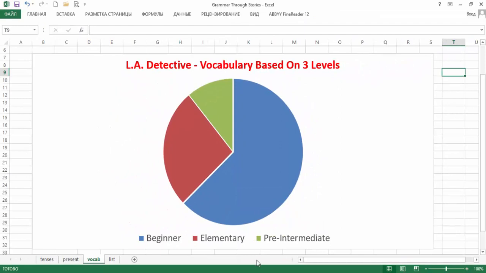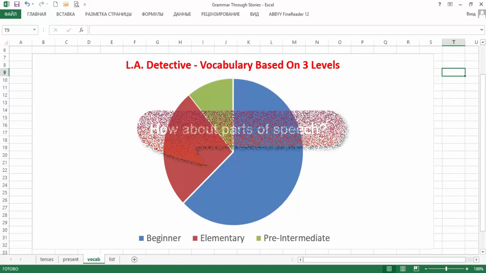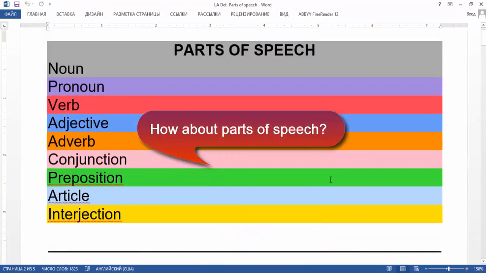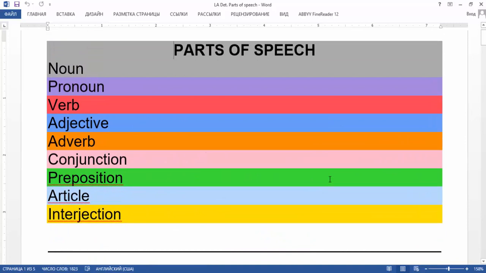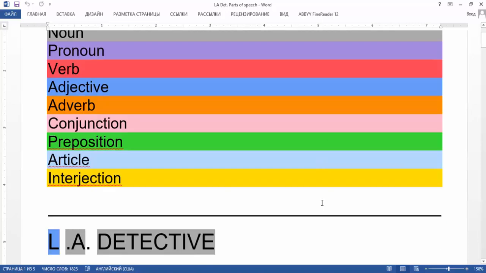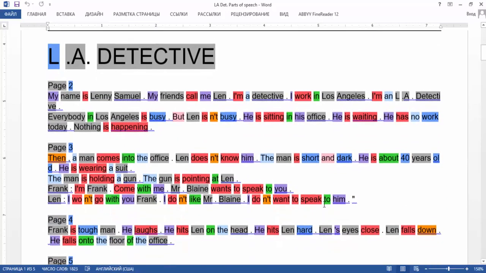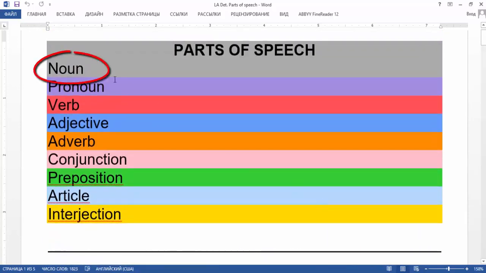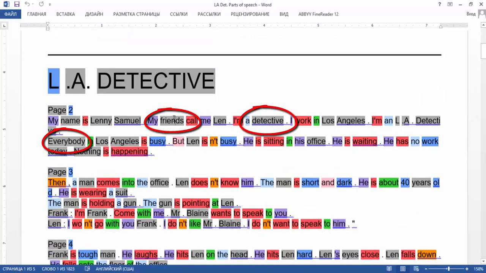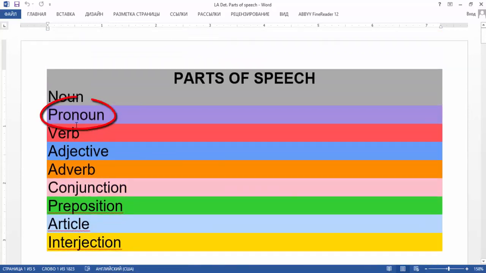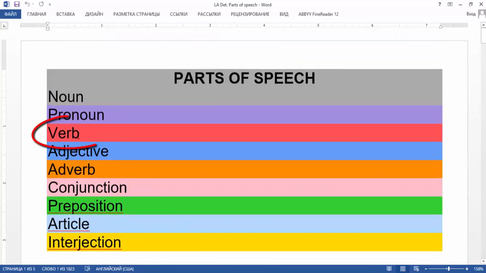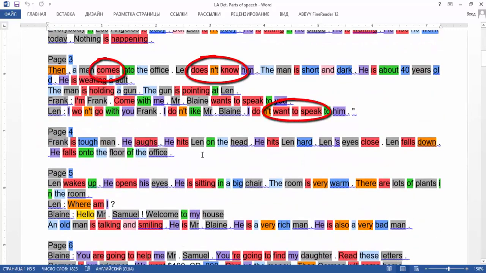It ain't over yet, my friend. Now, you might be thinking, how about parts of speech? Can I learn adjectives, nouns, verbs, and so on from a story? The answer is yes. I've done a research on parts of speech as well. Here it is. Take a close look at this. Do you need to learn nouns? Look at the words highlighted in silver. Do you need to learn pronouns? Look at the words highlighted in purple. Do you need to learn verbs? Look at the words highlighted in red.